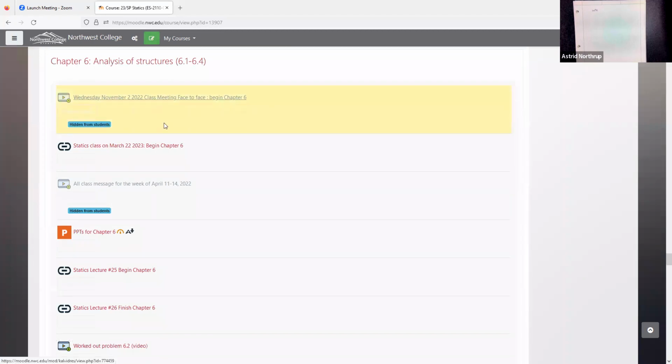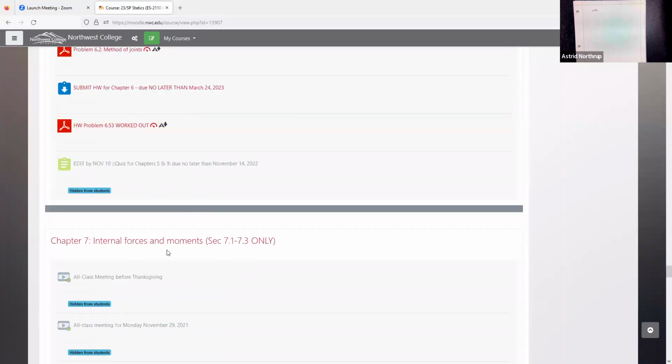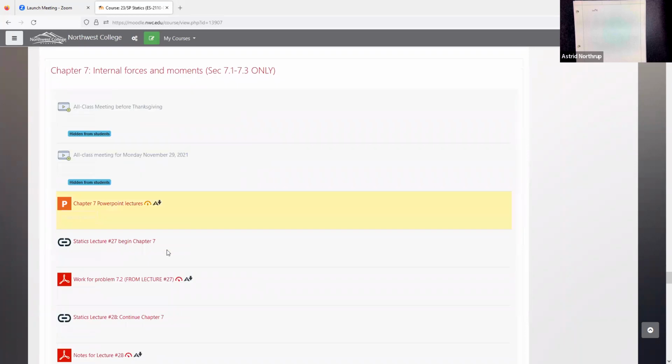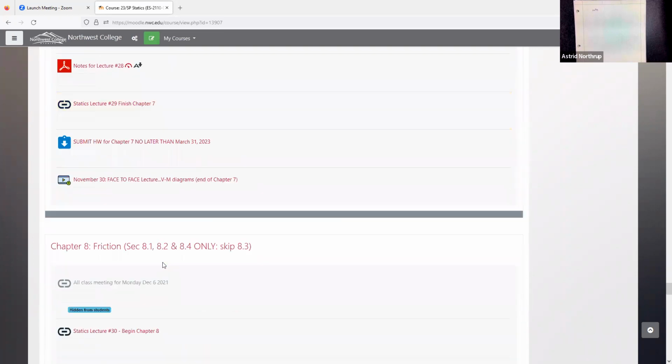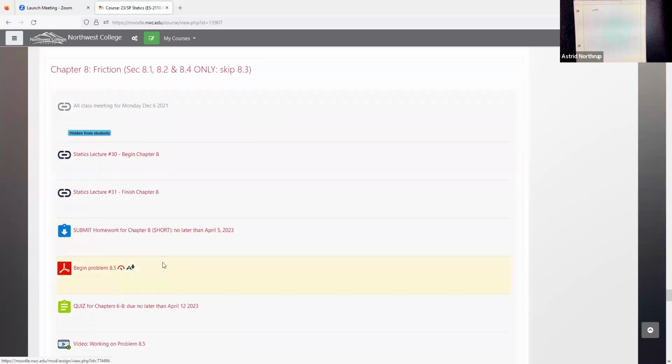And so then if we were working through chapter 7, we're talking about internal forces and moments. We only did part of chapter 7, sections 7.1 through 7.3. And just like with chapter 6, chapter 7 is a direct precursor to a course you'll take next year called Mechanics of Materials. So everything that you learn in 6 and 7 will give you that good foundation for Mechanics of Materials that you take that next year. And then chapter 8, we're talking about friction.